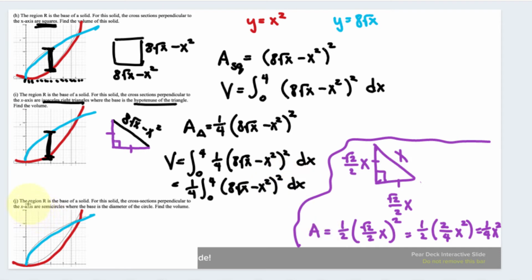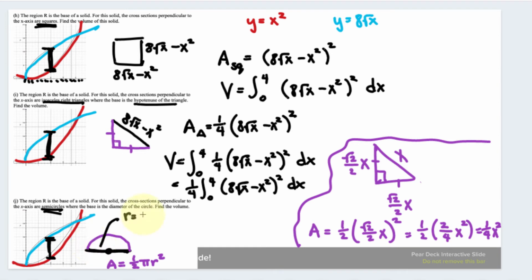Final one here is they're saying that now we have semicircles where the base is the diameter of the circle. Okay, so that's really important. The base is the diameter. So it's going to look like that, and then you have the semicircle. So it's just a semicircle, but this base here is the diameter. And remember, the area of a semicircle is 1/2 pi r squared. That is our 8 root x minus x squared, but that's the diameter. So our radius is going to be a half of that.